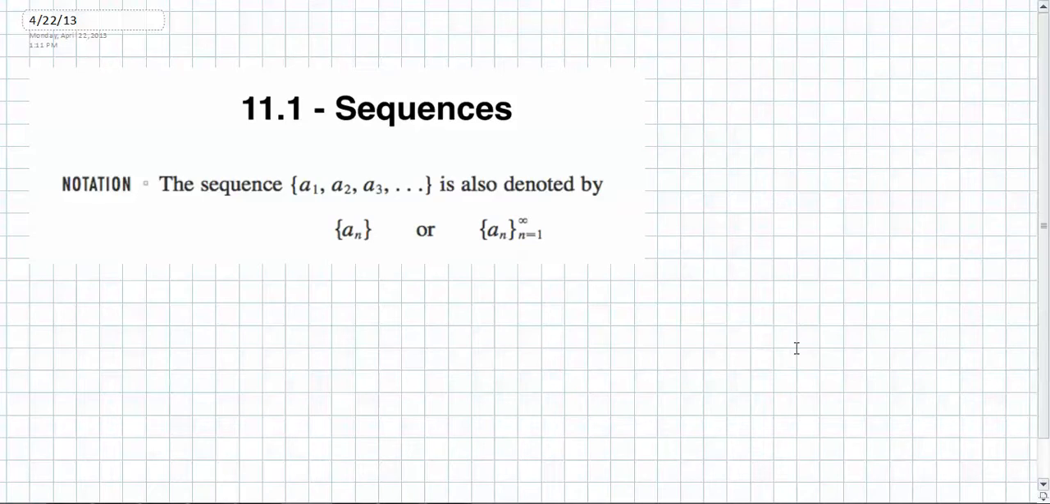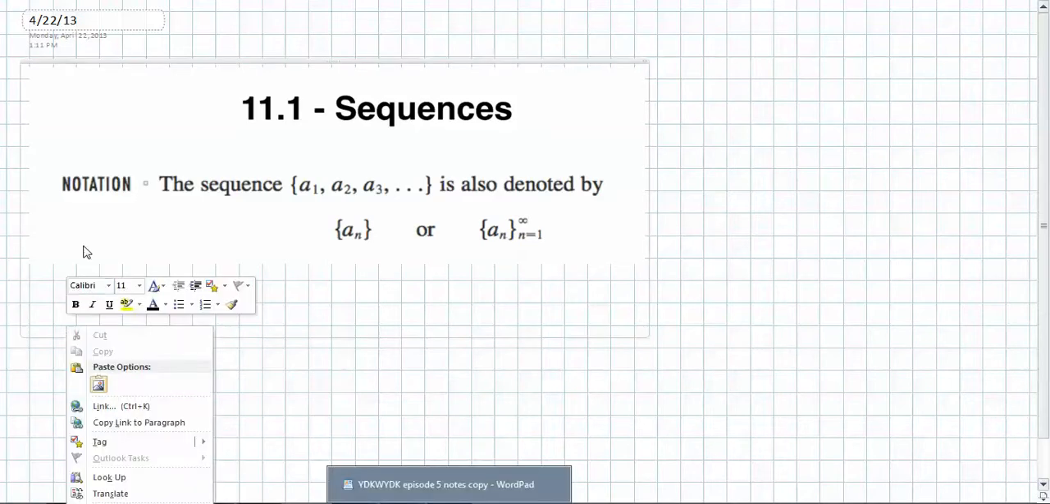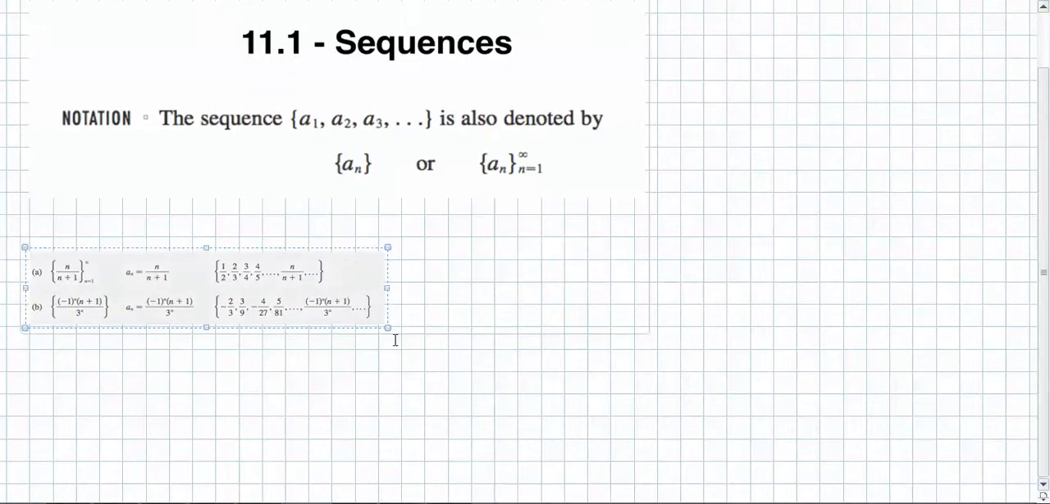We are only going to look at infinite sequences. It is infinite because you have the dot, dot, dot. If it ended at a sub n, that would mean a finite sequence. We are only looking at infinite sequences. That's it. So you're going to see things that potentially look like this.